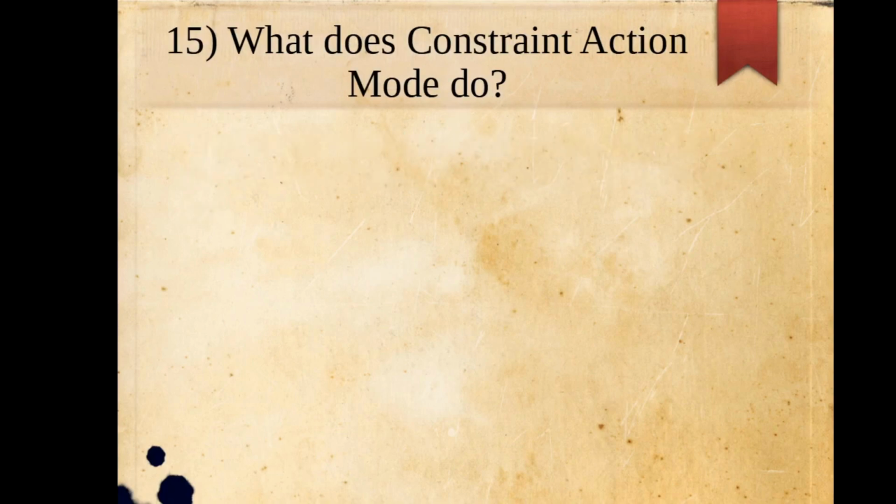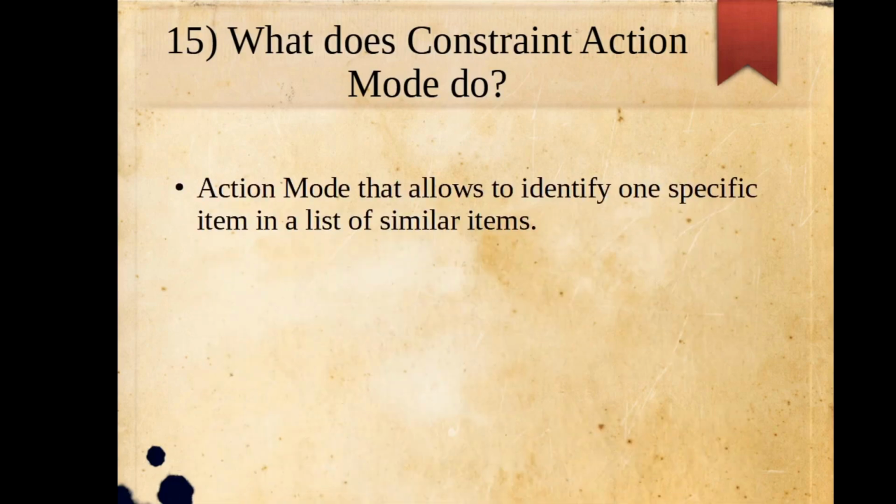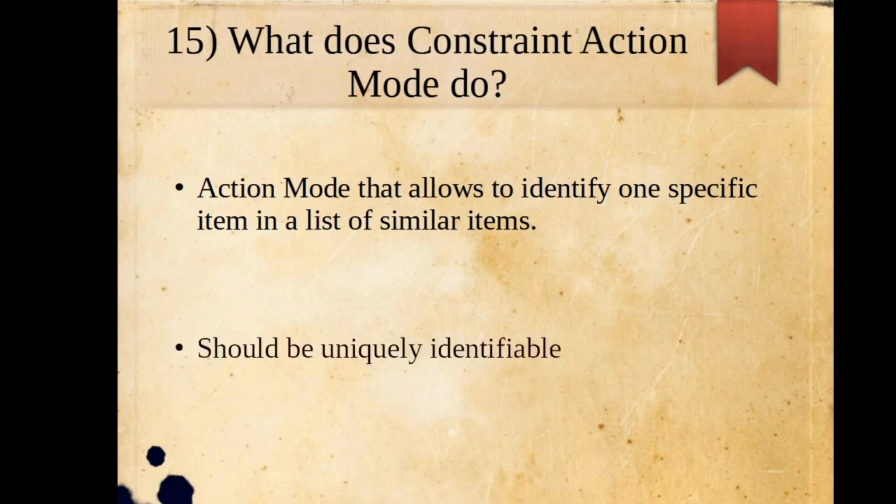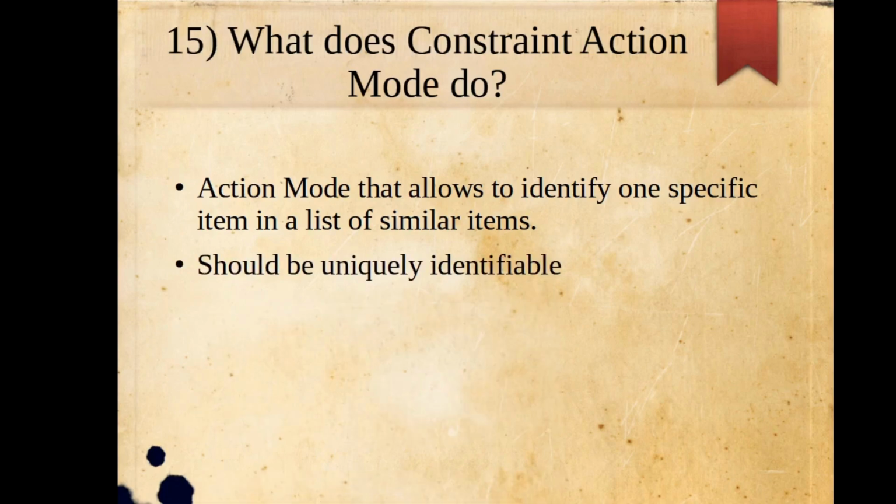What does constraint action mode do? This action mode allows you to identify one specific item in the list of similar items. It actually limits your search and it should be uniquely identifiable.